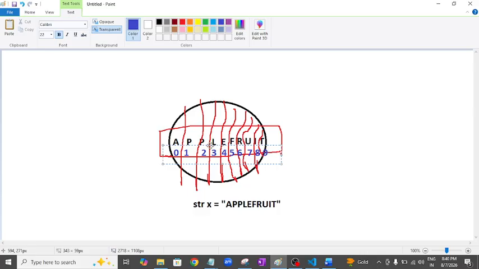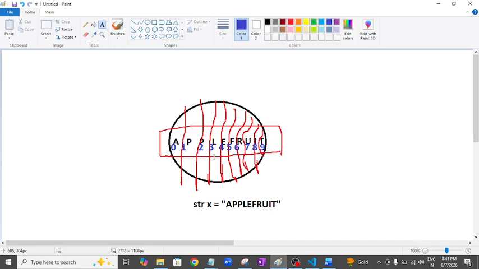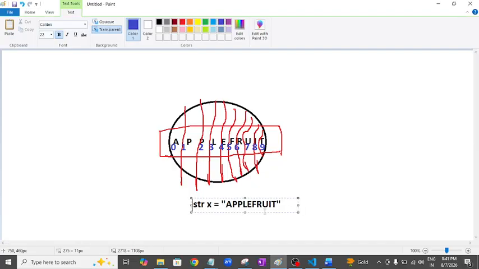Are you okay with this? Yes, I believe you are okay with this part. Now, if I can make you understand, earlier this was a single string. There was a single string.